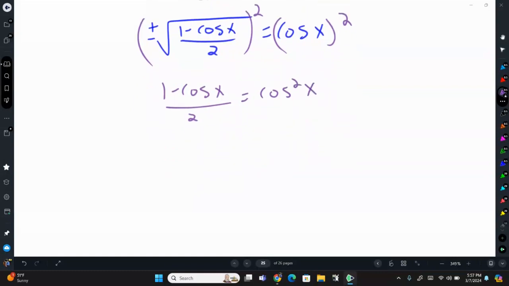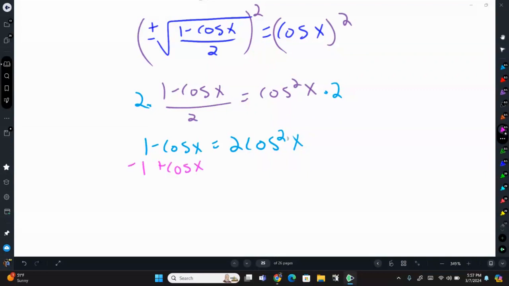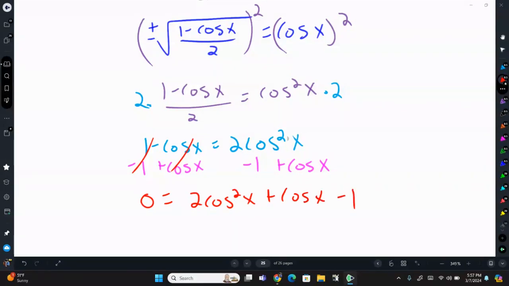And then again, we're going to multiply both sides by 2. So 1 minus cosine x equals 2 cosine squared x. Well, we then need to move everything to one side, so minus 1 and add cosine x to both sides. These cancel, so 0 equals 2 cosine squared x plus cosine x minus 1.